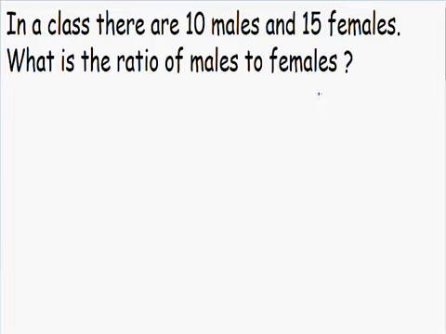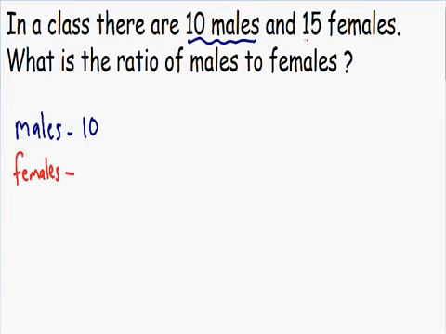So let's start off by writing down the total number of males that we have. And we know from what's given to us in this problem that there are 10 males in the classroom. So we have 10 males. And the number of females is also given to us in this problem. It tells us that there are 15 females in this classroom. So we know that there are 15 females. And we need to find the ratio of males to females.